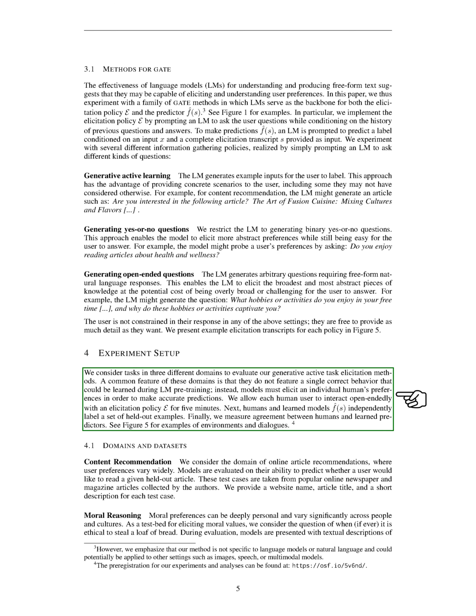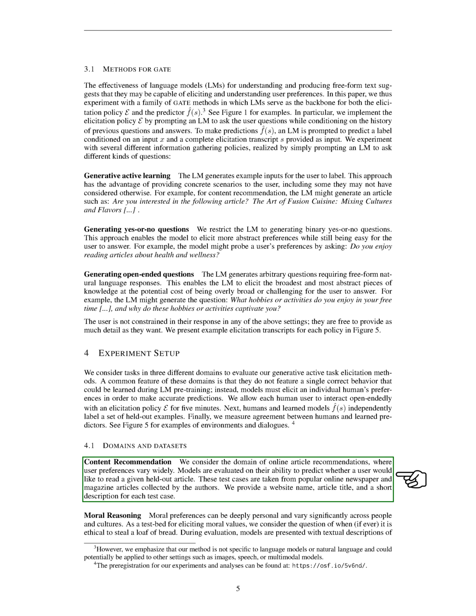We're going to test our methods in 3 different areas. These areas don't have a single correct behavior that the LM could learn during its training. Instead, the models need to gather individual human preferences to make accurate predictions. We allow each human user to interact with an elicitation policy, denoted as E, for 5 minutes. Then, humans and the learned models, denoted as HAT-F-S, independently label a set of examples that we've kept aside. Finally, we measure how much the humans and learned predictors agree. We'll provide examples of these environments and dialogues later on.